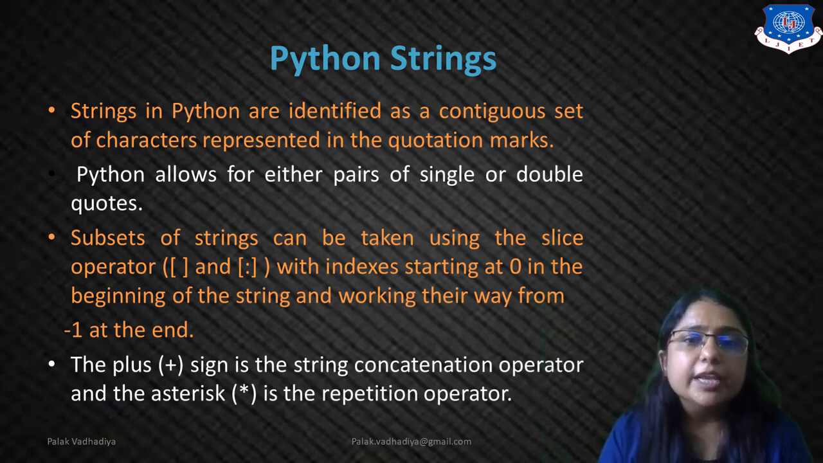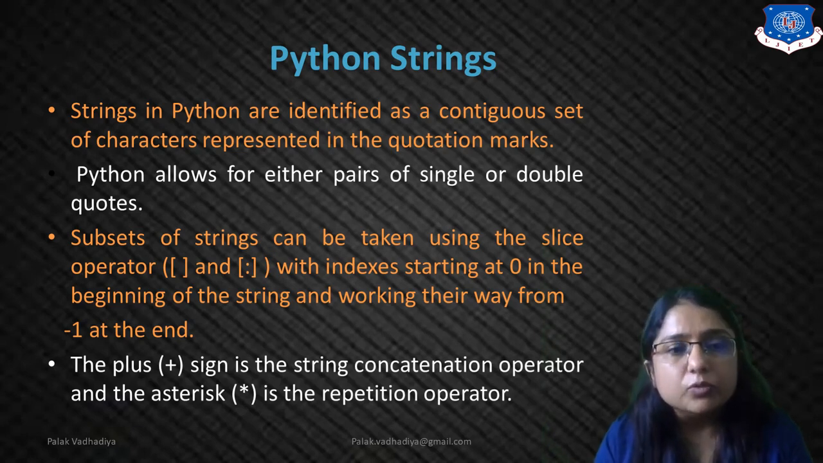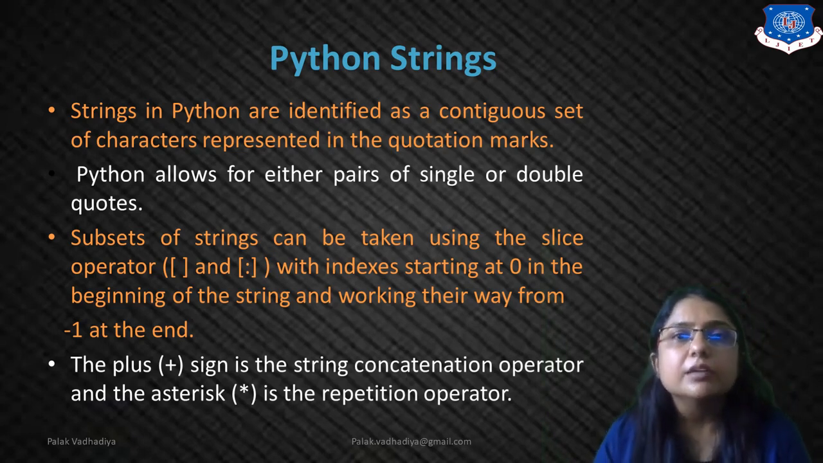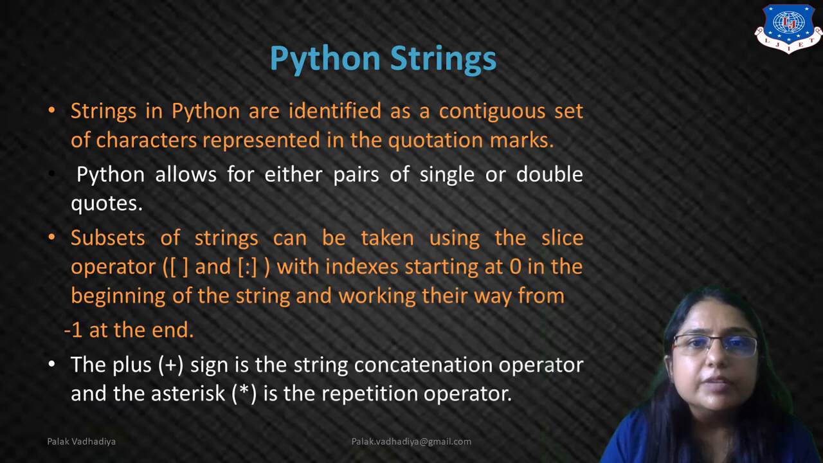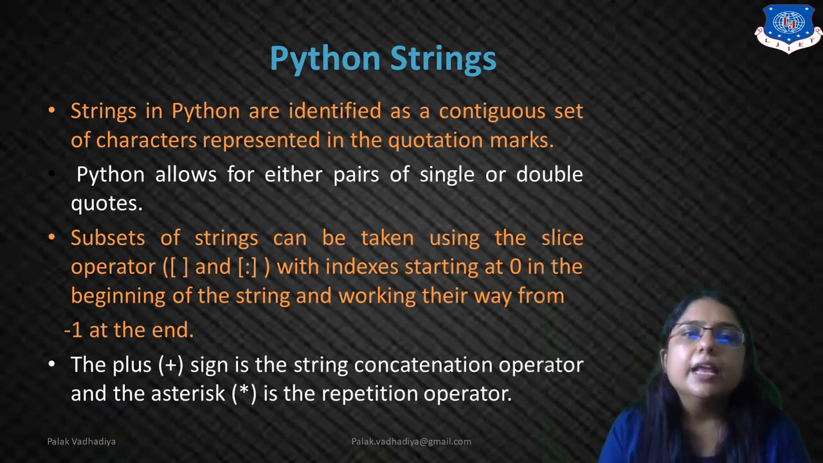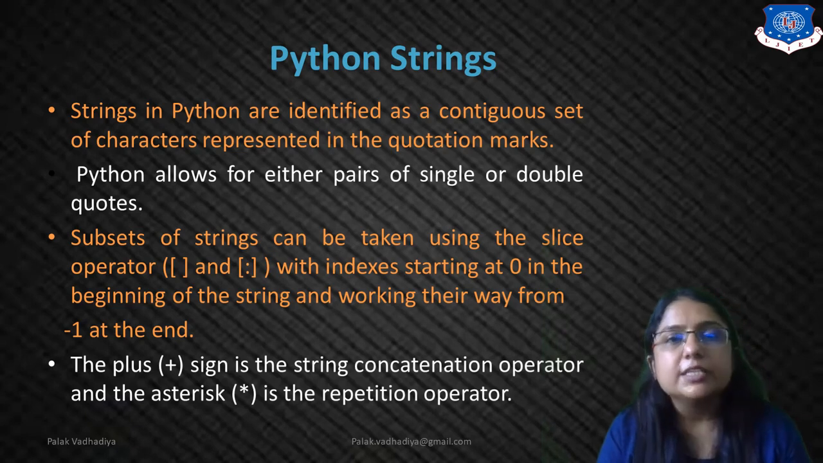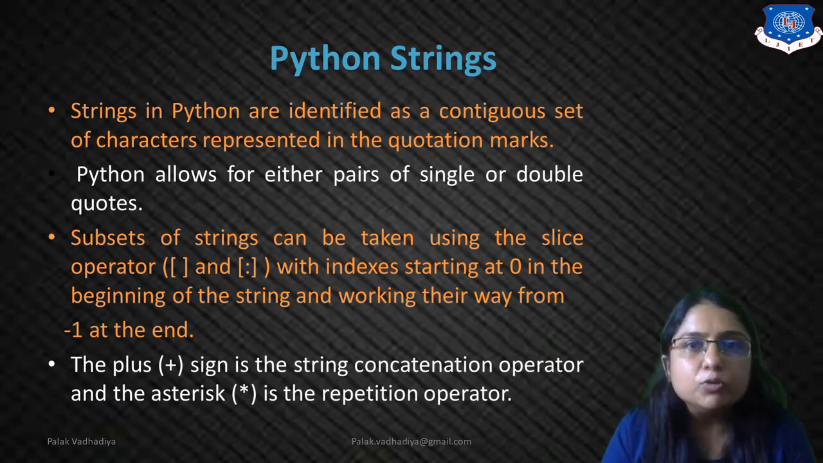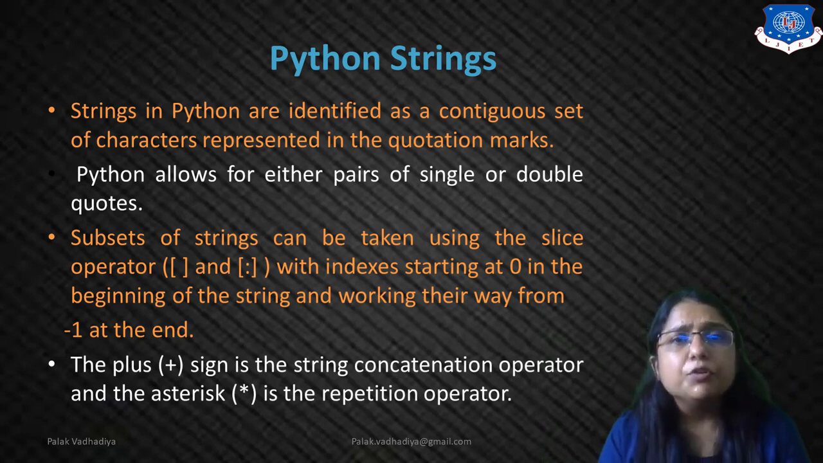Now a subset of the string can be taken using the slice operator with indexing starting at 0, that is the beginning. So the first index of the string is marked as 0 and the last index is marked as -1. This we will see in detail when I practically use one string and make slices of it. And then we can use plus and asterisk for multiplication. Suppose if you want to add 2 strings, then you can use the plus operator. If you want to multiply, then you can use the asterisk sign.